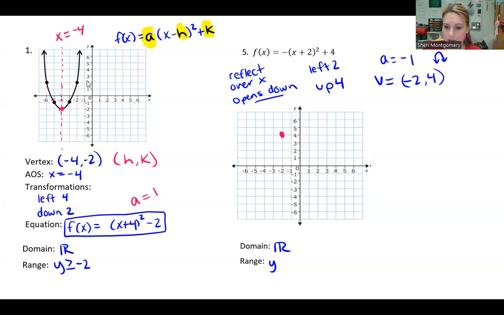So over 1, and then down 1, over 2. So this is what I'm doing from the vertex. Over 1, 1 squared is 1. Over 2, 2 squared is 4, so I go down to there, 4. 3 squared is 9. Is it going to fit? Yeah, it is going to fit.